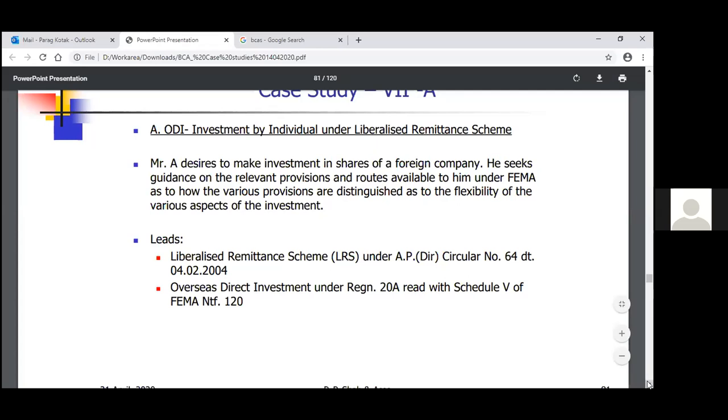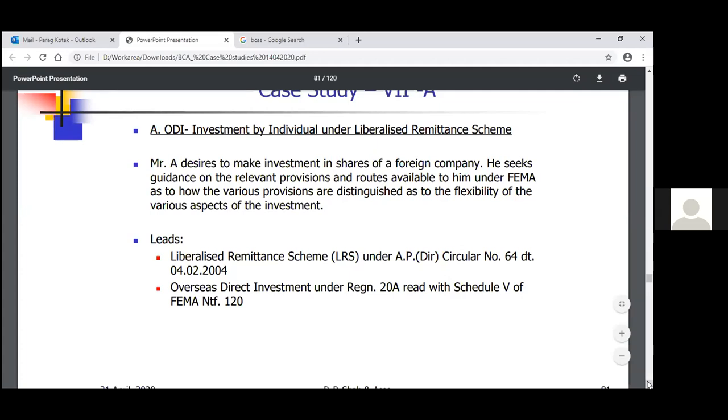So the question came up whether portfolio investment can be made under the liberalized remittance scheme otherwise than 120 and otherwise than regulation 20A. The plausible answer was found in favor of the remitter, that yes, probably if you don't want to involve Schedule 5, regulation 20A and notification 120, portfolio investment can be made under the liberalized remittance scheme outside the scope of 120. That is the differentiation between the two schemes and the practical issues which we encountered.